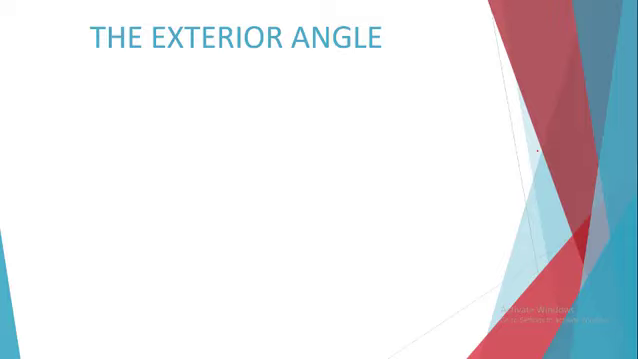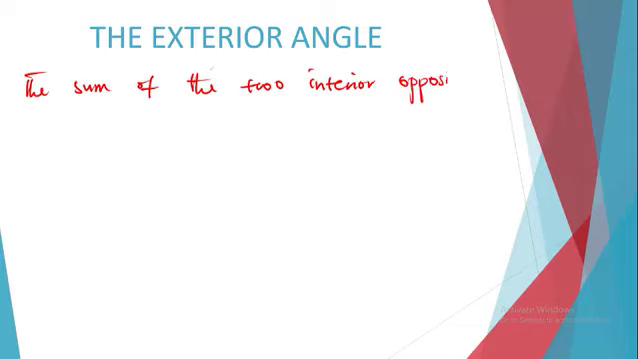The exterior angle of a triangle is equal to the sum of the two interior opposite angles. It's important you note this and get conversant with it, because it will help you real good in mathematics.